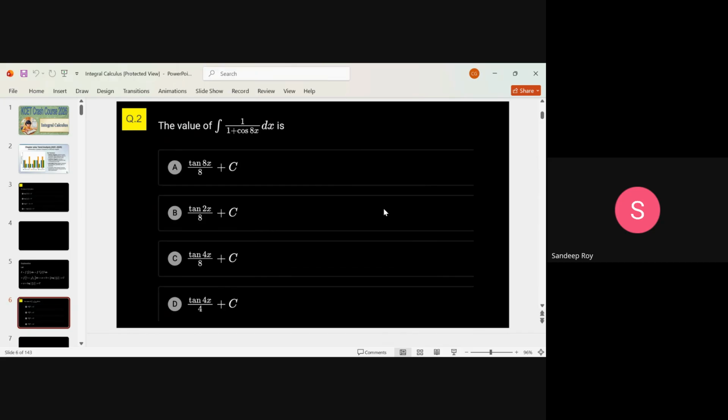Okay. Someone has given the answer. Vittal has given the answer as option C. What about others? Everyone is getting the same? Okay. Niharika also has given the same answer. Others? Sir, it's Nainika. Sorry, Nainika. My bad.